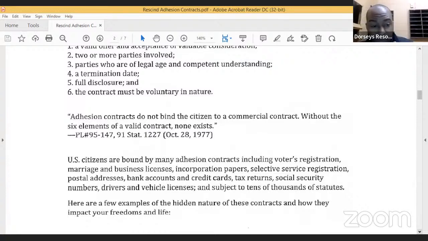I've gone over that before, but it's racket back and forth. But there's a public side, there's a private side. This next paragraph: U.S. citizens are bound by many adhesion contracts, including voter registration. What did I keep harping on? Marriage and business licenses, incorporation papers, selected service registrations.